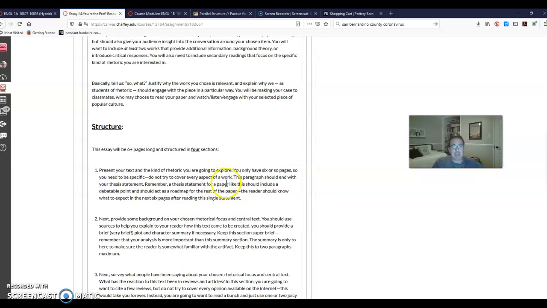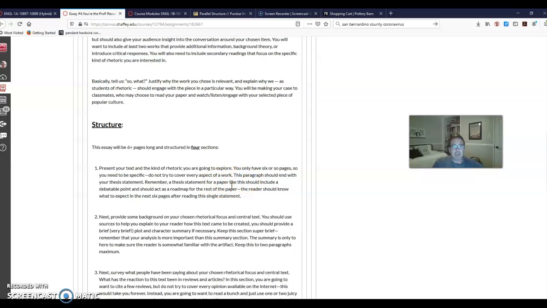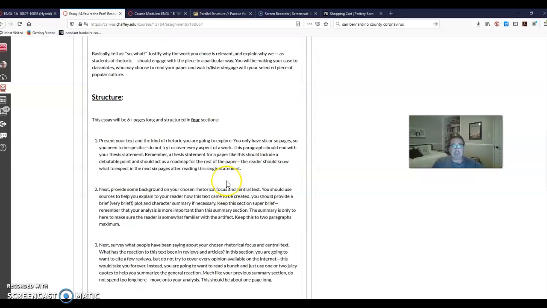So you need to be specific about how you're covering and what you're covering, narrow your field enough that you're not trying to cover everything and end up saying nothing, right? That's kind of what happens sometimes. And remember, end with a thesis statement. Your thesis statement should be a debatable point in argument and act as a roadmap, right? So if your thesis is, The Road is a book about the end of the world, well, that's not really an argument, right? That's just an observation.